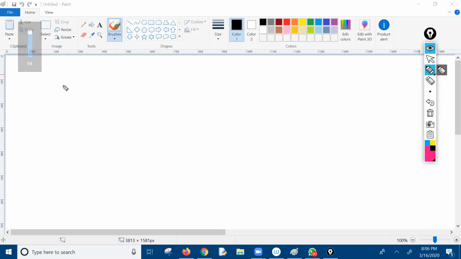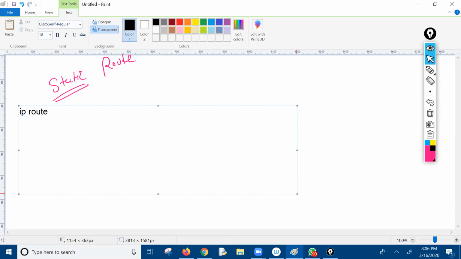So guys, we have done with the static route, right? And what is the static route? We can define the static route in two ways. First of all, the IP route. This is the command, and then we have to say the network ID. Then we are going to say the subnet mask information for this, and then we have the next hop information, right?